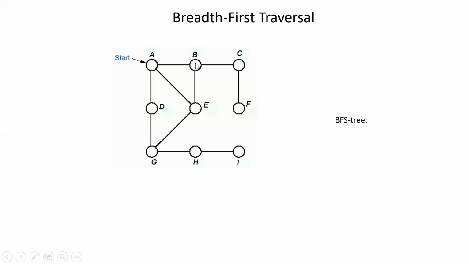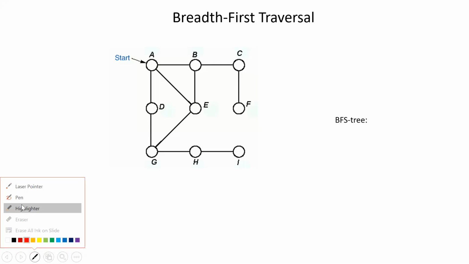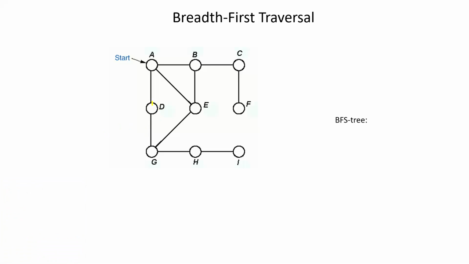Now we can see that B is fully explored, so we have to delete B from the queue. Now which is in front of the queue? Vertex D. Now we have to visit all its adjacent elements and explore it. So we have explored these three in the first step itself.